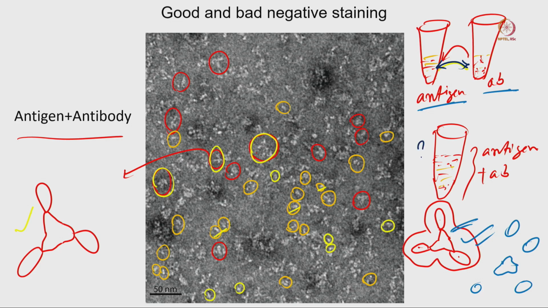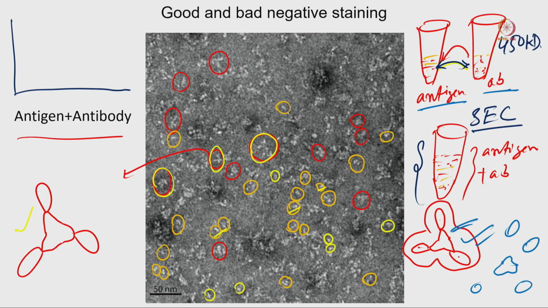Otherwise, when we prepare this kind of sample, the best way to do it is to run a SEC purification. SEC purification will separate the molecules based on their size. Consider that the antigen molecular weight is 450 kilodalton and the antibody is 150 kilodalton. So in this particular case, molecular weight-wise, when it forms a complex, it will be at least 600 kilodalton. This is a huge molecular weight.